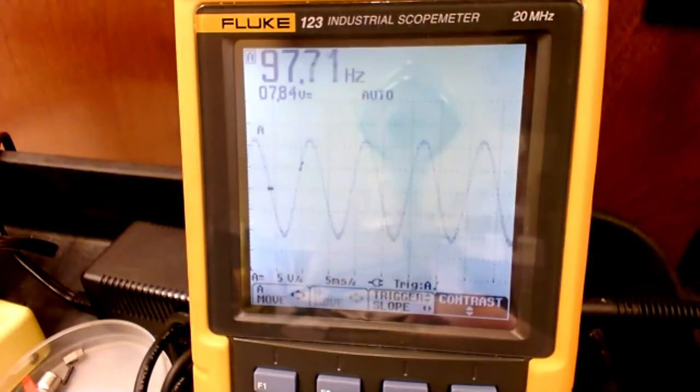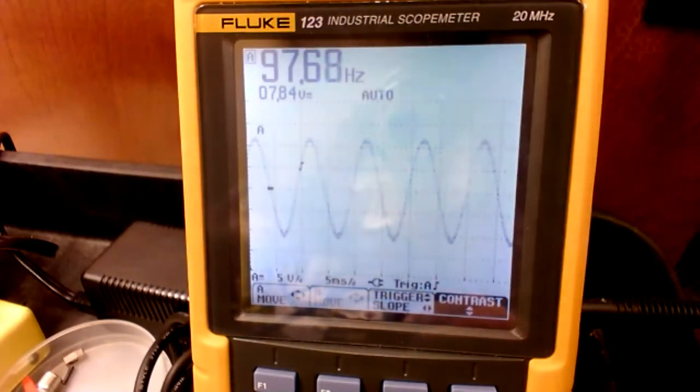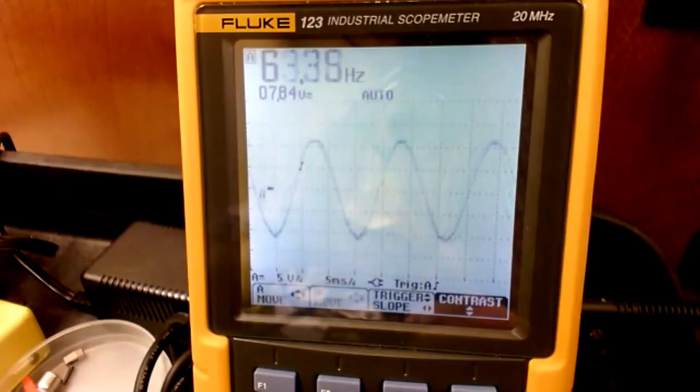So what frequency am I at now? 97. 97 hertz. Now look, when I slow it down, you're going to see the wave actually stretch like I'm pulling a spring. I'm going to stretch the spring and slow it down. Now watch carefully. You see it? You see that?